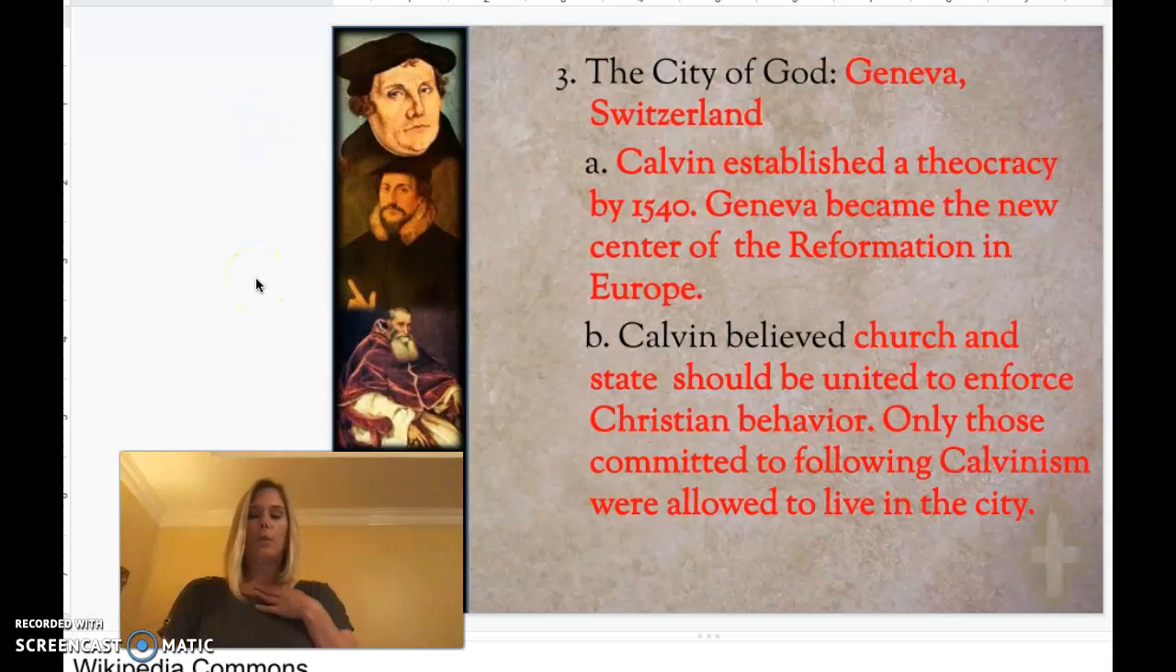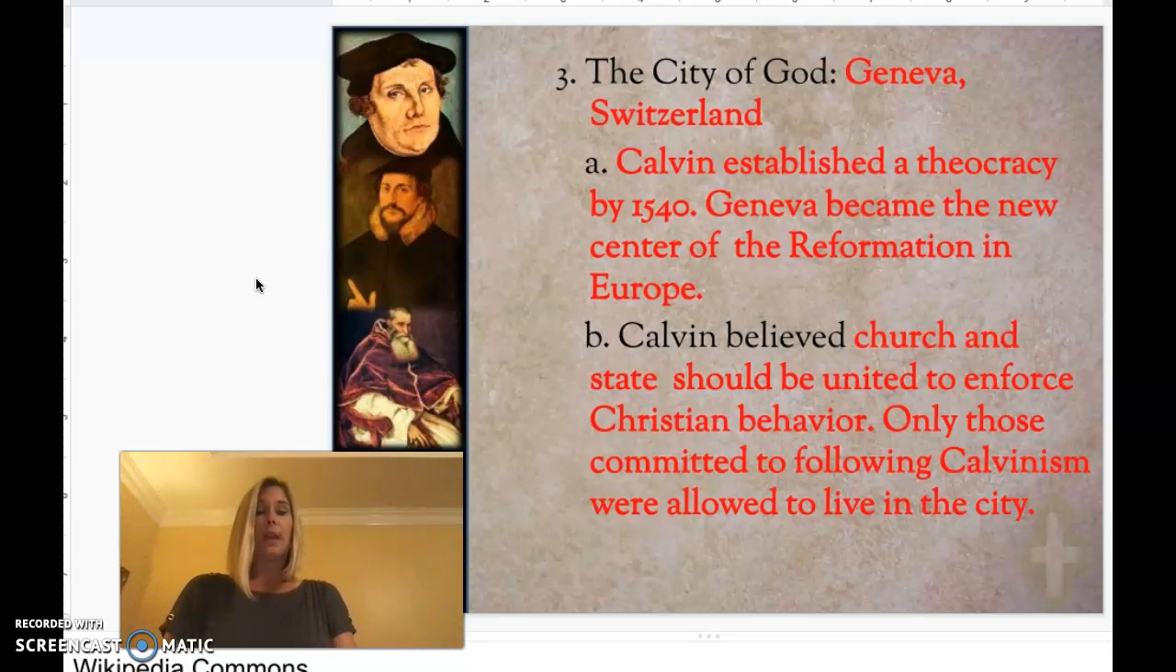This City of God, or Geneva, will end up becoming home to a lot of the Protestant exiles that had been kicked out of England, Scotland, and France, and eventually they'll return with Calvinist ideas. We know that Calvin believed, and this is your little b on number 3, that church and state should be united to enforce Christian behavior. A lot of times you hear about church and state needing to be separate, but Calvin believes they should be united to enforce Christian behavior.